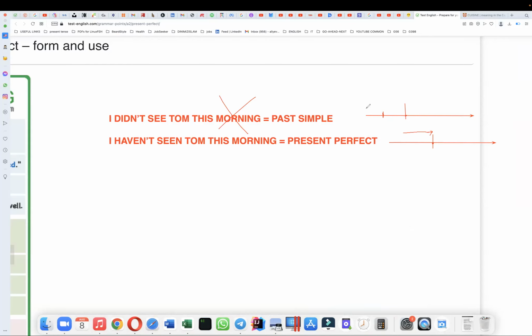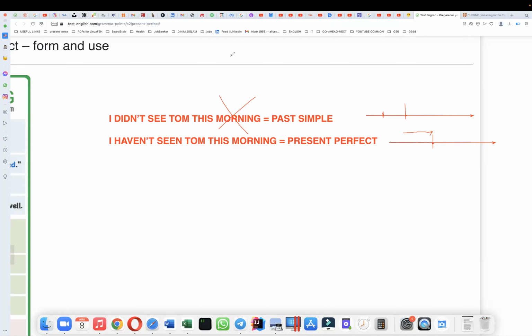We are in the evening right now. So what time is it now? Evening or... Yeah, it is 11, yeah? We are at night. So we say, I didn't see Tom this morning. So the morning already finished, yeah? But here, the morning is not finished. The morning is still there. See?